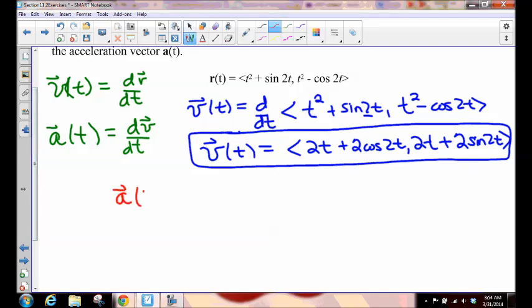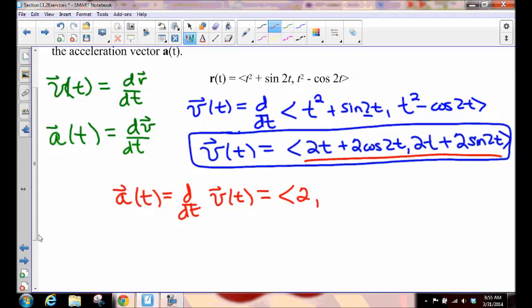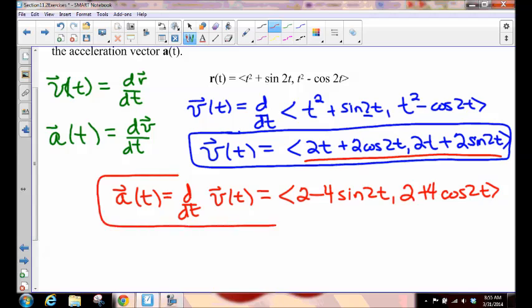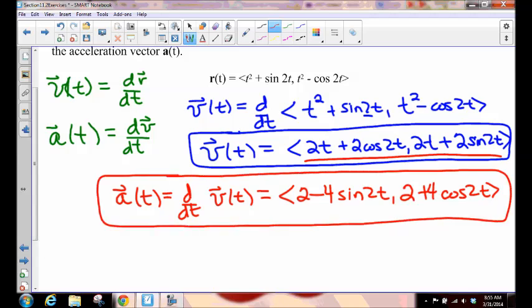So a of t is going to be the derivative of v of t, and I'm just going to take the derivative term by term of the components of this vector up here. So we're going to get 2 minus 4 sine 2t, comma, 2 plus 4 cosine 2t. And those are going to be the components of my acceleration vector.